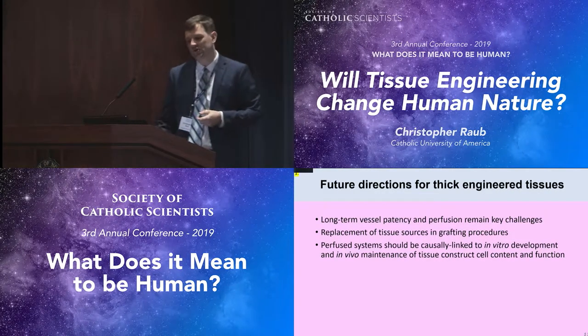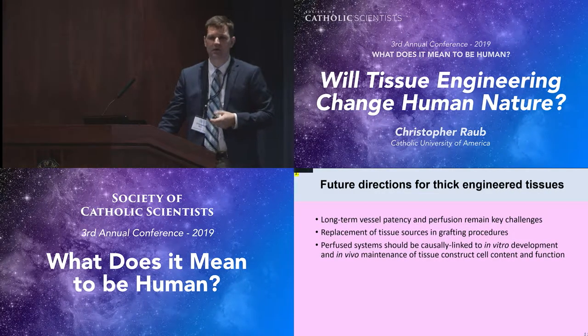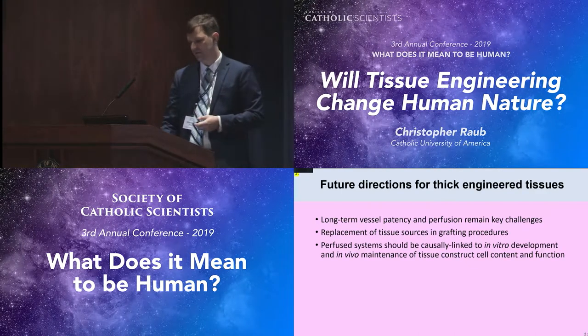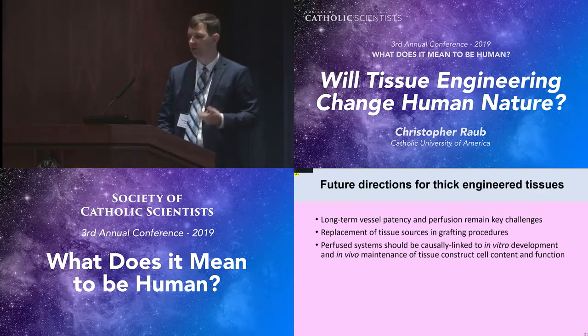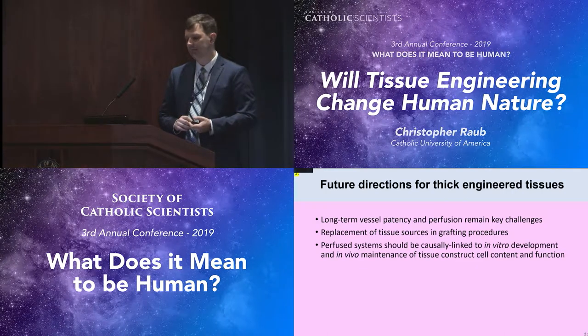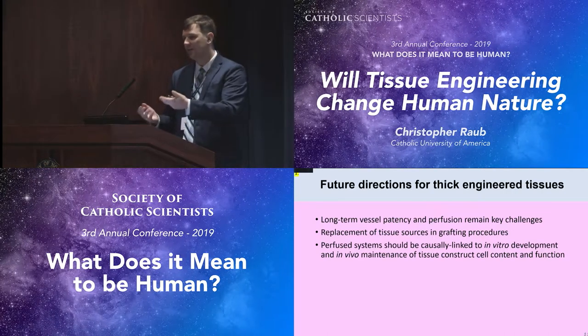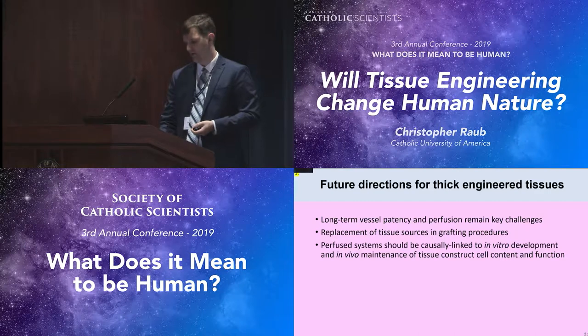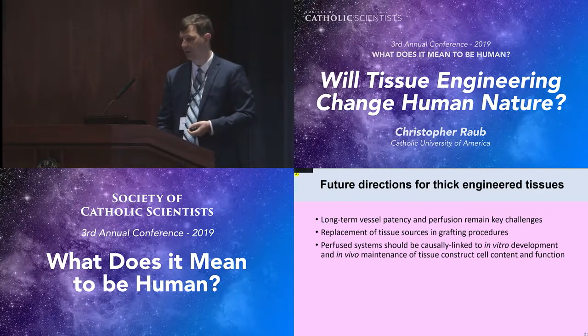In the future, though, long-term patency of the vessels has to be demonstrated, and perfusion really remains a key challenge of the whole tissue construct. Eventually, the goal would be that this would replace autografts of some sort, which have a lot of donor site morbidity. And while these themselves may not have much impact on human nature, as long as they restore tissue function that was deficient, if they are used perhaps in brain organoids, this could be something that would be significantly more complicated to think about.